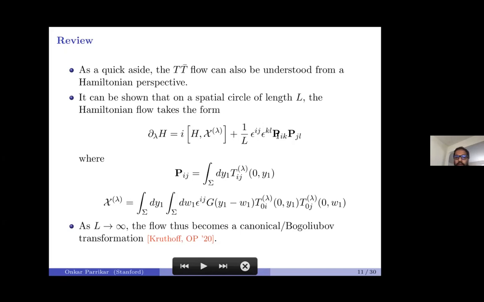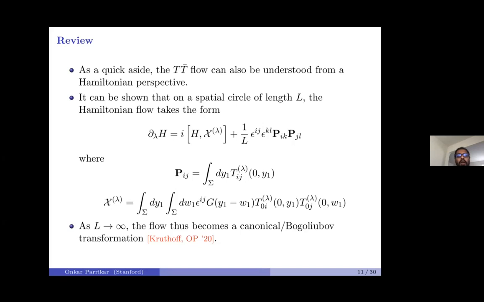This extra term also organizes nicely. It's factorized in terms of these charges of the dual field theory. But in particular, as L becomes large, and if you restrict yourself to at least low energy states, then at large L, this term becomes less important, and the flow really does look like successive Bogoliubov transformations of the dual field theory. Okay, this was just an aside.